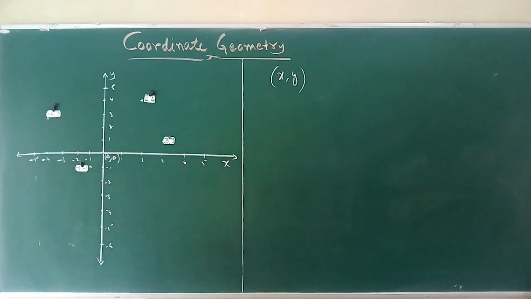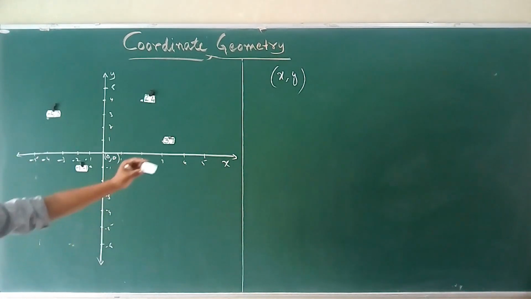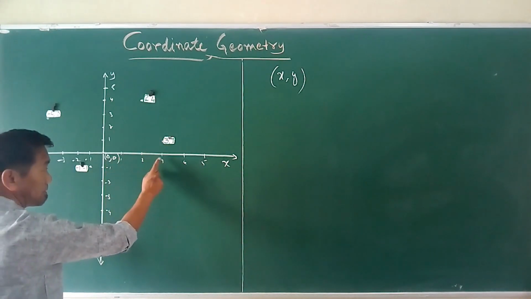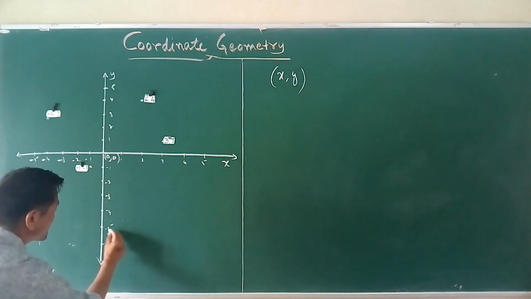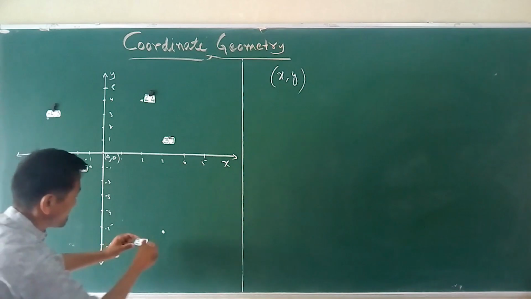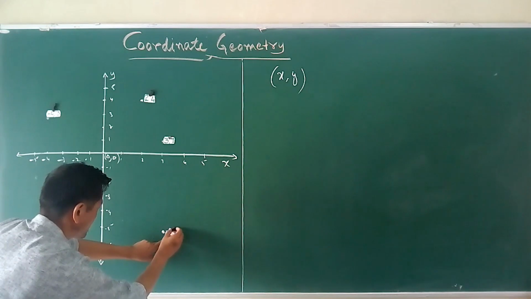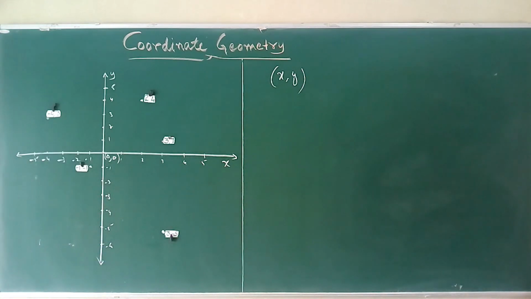Again I have here 0, 0, then positive 3 and negative 5. Positive 3 and negative 5, somewhere here. So then positive 3 and negative 5.